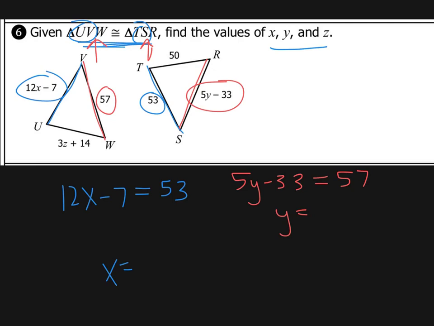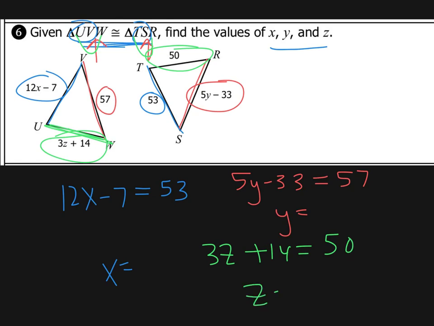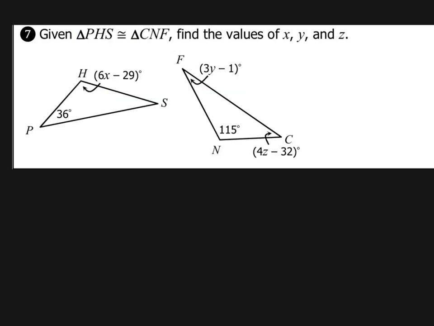Lastly, we have our z. So in the picture here, I see that z is related to UW. UW is the first and last letters. TR is the first and last letters here. TR is worth 50. So 3z plus 14 should be equal to 50. And you should be able to solve for the value of z. And that's about as easy as it gets. Finish those and then move on.